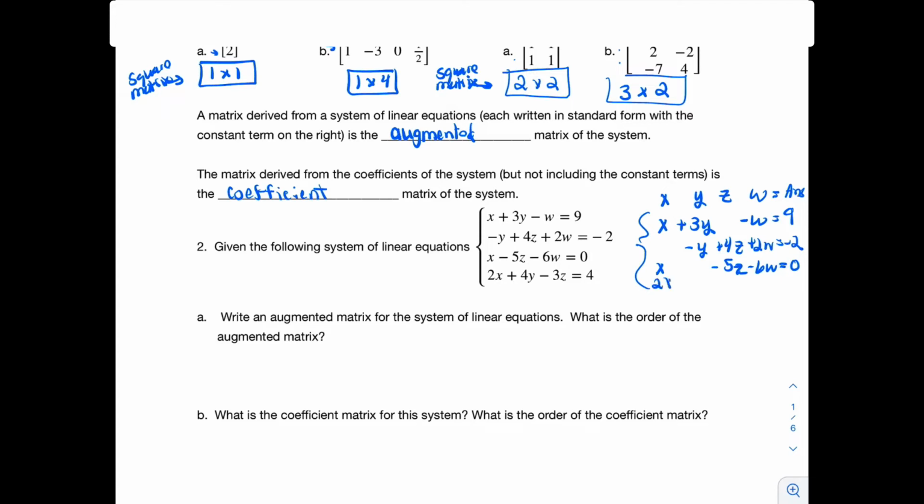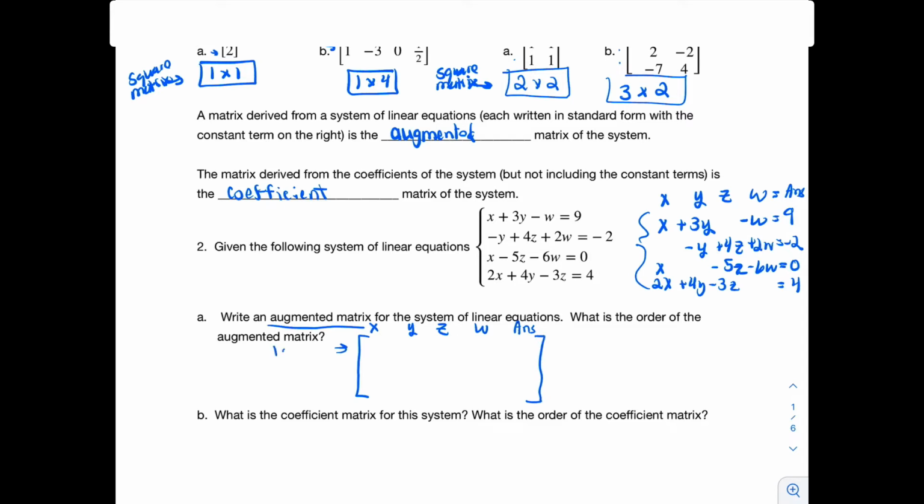Because when I write my augmented matrix in the next step, the first column is going to be all the x's. Second column is the y coefficients. Third column is the z coefficients. And the fourth column will be the w coefficients. And then the last column will be our constant term. So here I'm labeling the columns. Now you do not label the columns when you actually do these.